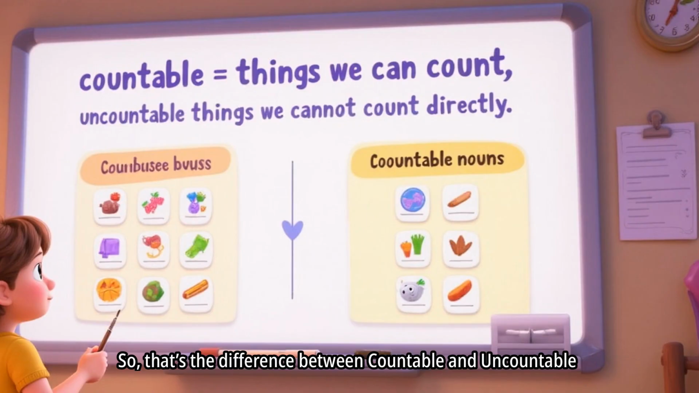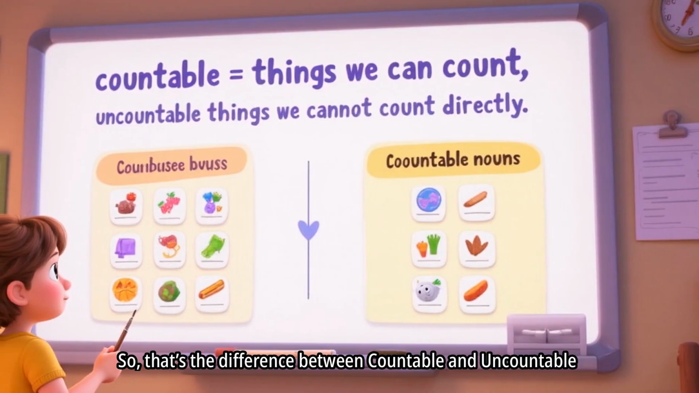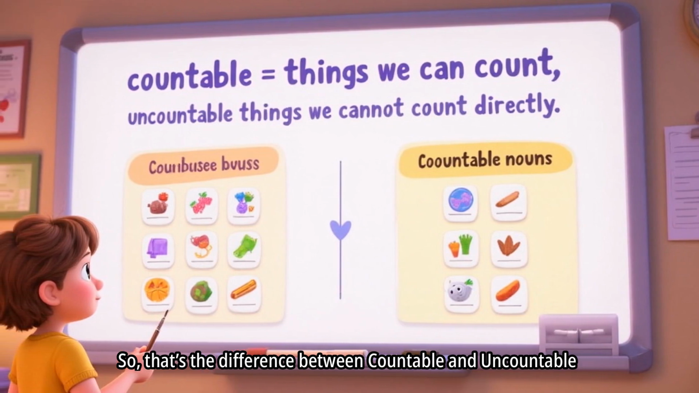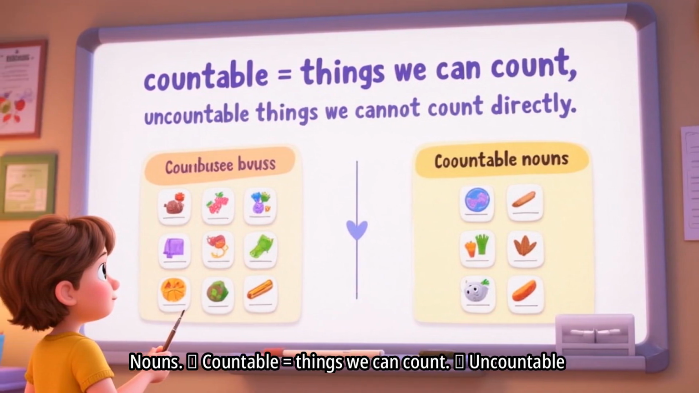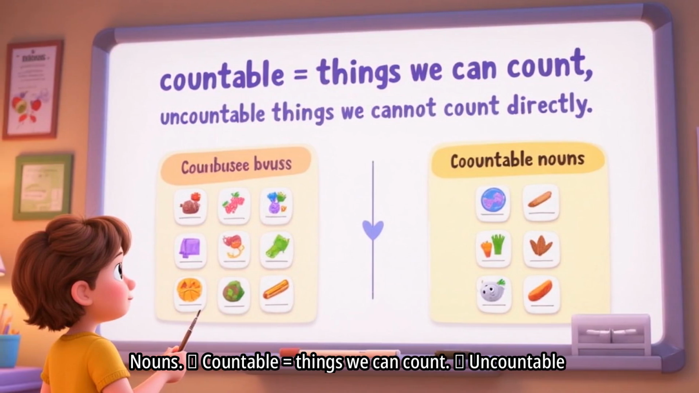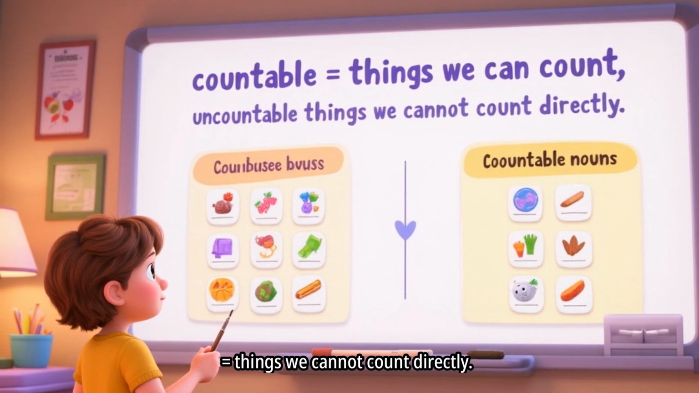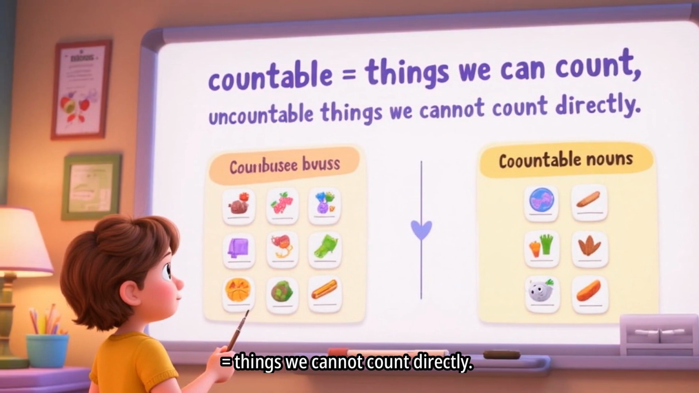Great job. So, that's the difference between countable and uncountable nouns. Countable: things we can count. Uncountable: things we cannot count directly.